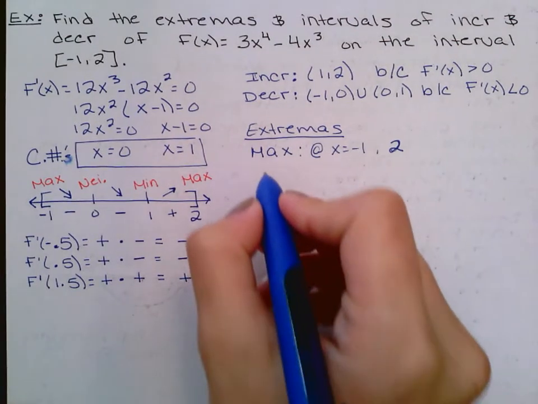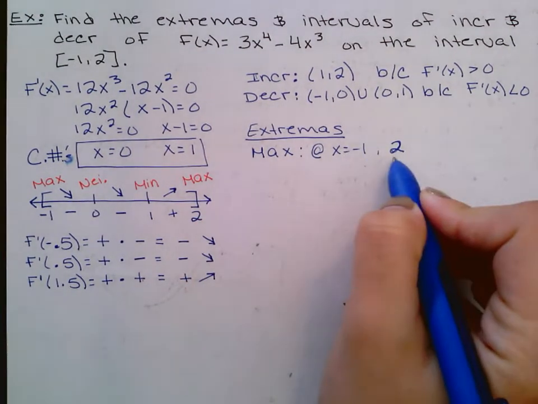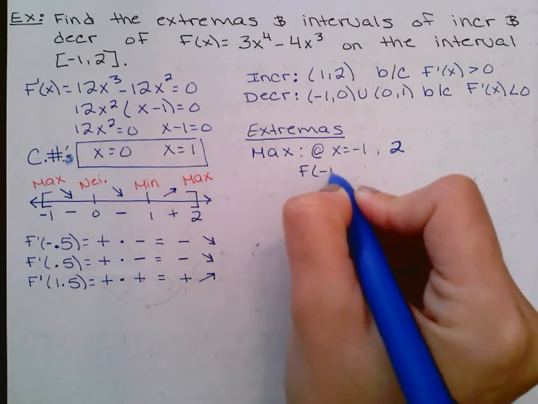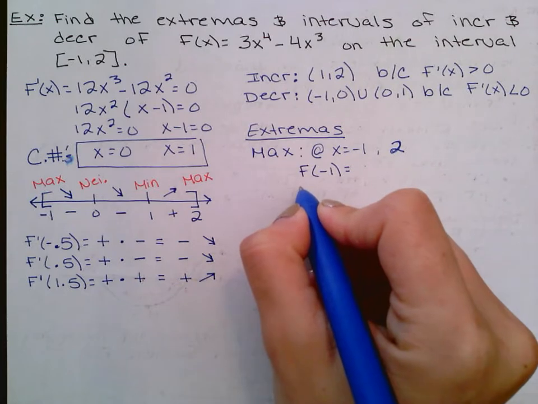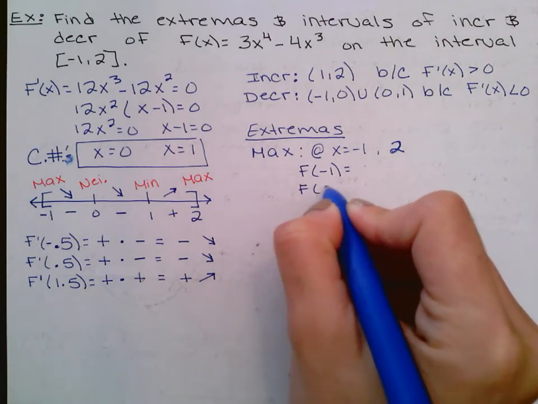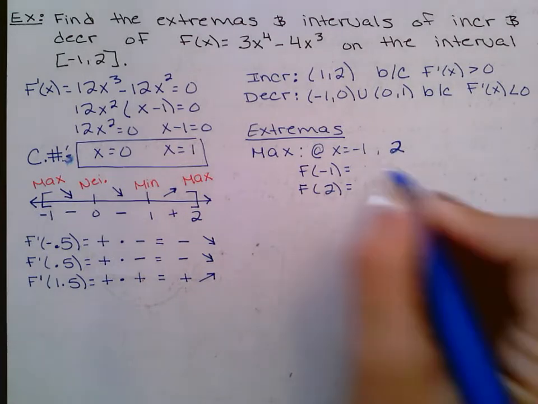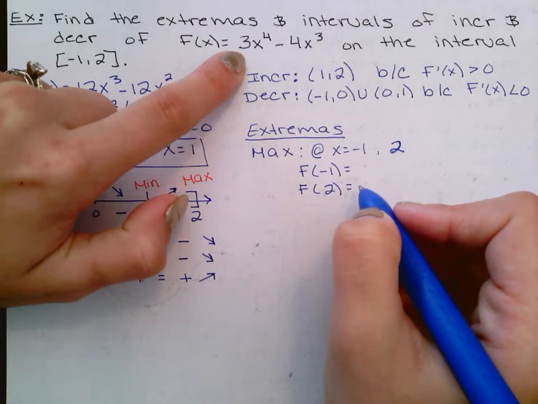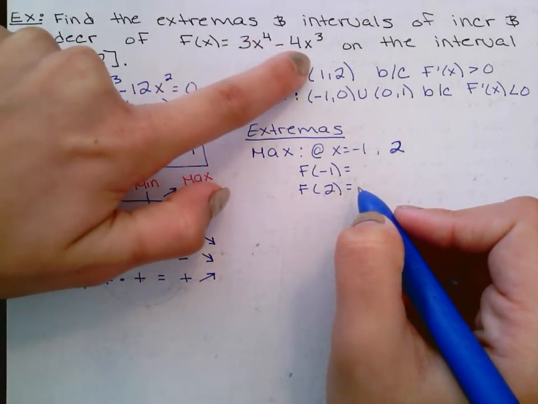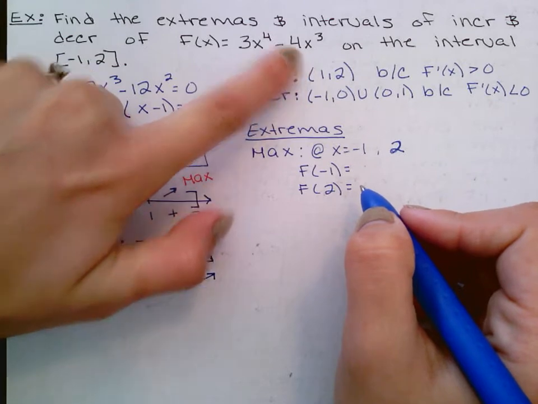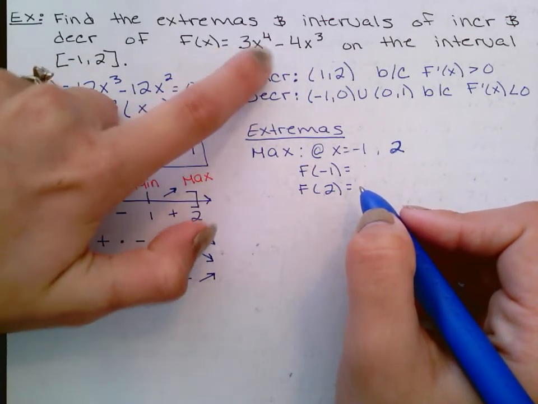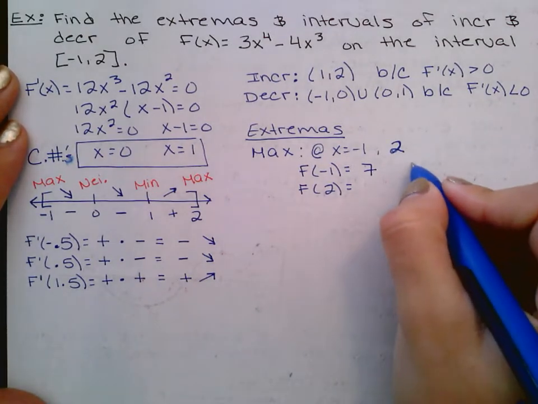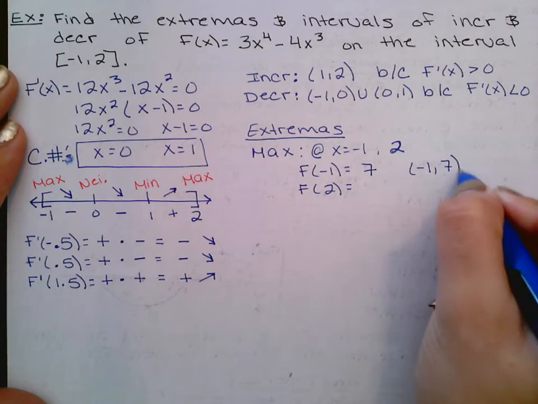So now to find the location of where these maximums are, I have to plug them into the original. So I'm going to say f of -1 and f of 2. Okay? So I'm going to plug this -1 all the way back into the original that was given. And if you plug that in, -1 to the 4th becomes positive, and to the 3rd stays negative. So negative and negative make a positive. I have 3 plus 4, which is 7. Okay? So my first maximum is at -1 comma 7.